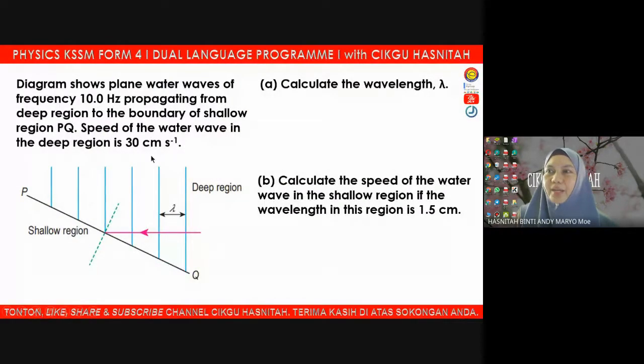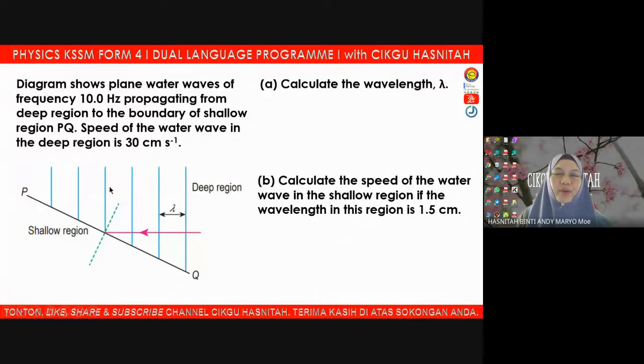Now we are given this diagram. It shows a plane water wave with a frequency of 10 Hz, propagating from the deep region to the boundary of the shallow region PQ. This is the boundary of the shallow region. The speed of the water wave in the deep region is 30 centimeter per second. Students, you have to find the wavelength lambda as shown here. They give you the frequency and the wave speed, so you have to find lambda. Then B, calculate the speed of the water wave in the shallow region if the wavelength in that region is 1.5 cm.